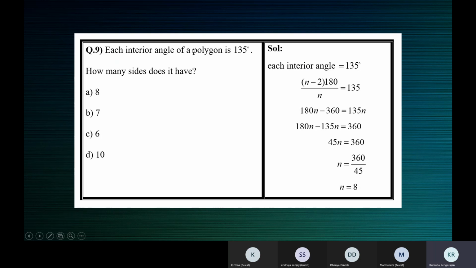All right, so here each interior angle is 135. So write out that each interior angle is 135. Whenever the measure of each interior angle is given, the polygon is a regular polygon. How do we find each interior angle? (n minus 2) into 180 will give us the total of all the interior angles. Divide by n. This expression will give you the measure of each interior angle. This is equal to 135.